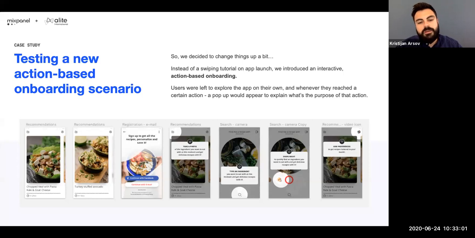Or for example, when they would tap the camera icon, they would get a series of messages that explain that if they use the camera to take a photo of an ingredient, they'll get a recipe that has it. Of course, to do so, they'll have to give access to the camera, but at this point, this made much more sense for them, and they were much happier to give access to the camera of their smartphone.